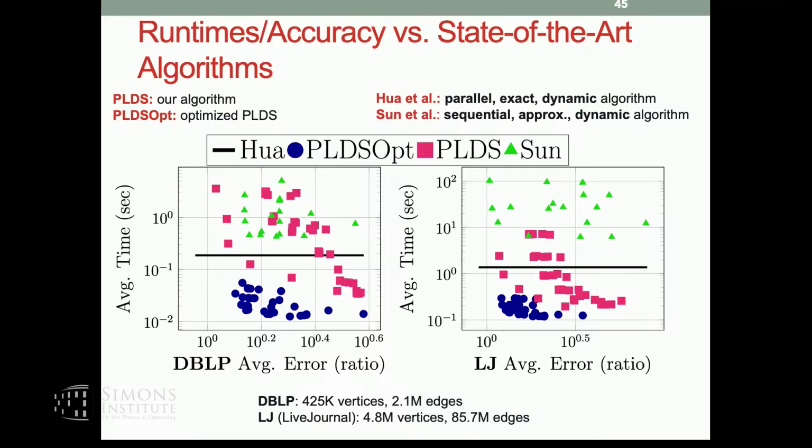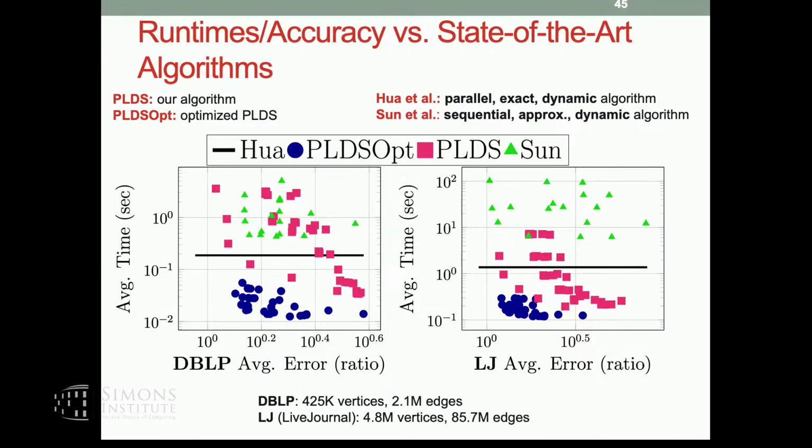First, we can look at Hua. Hua is this black line. The reason why it's a flat line here is because it's an exact algorithm, so it doesn't incur any error, and we just care about the running time. The blue dots correspond to PLDS opt. The red ones correspond to PLDS, and the green corresponds to the Sun et al. implementation.